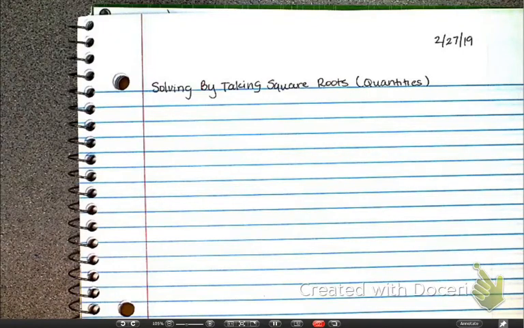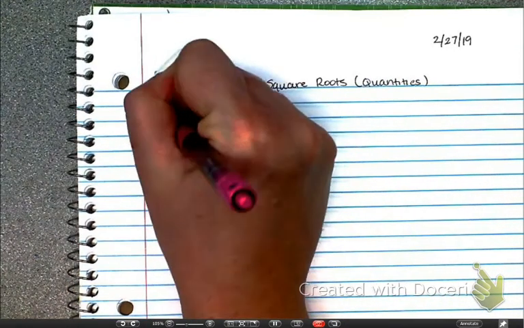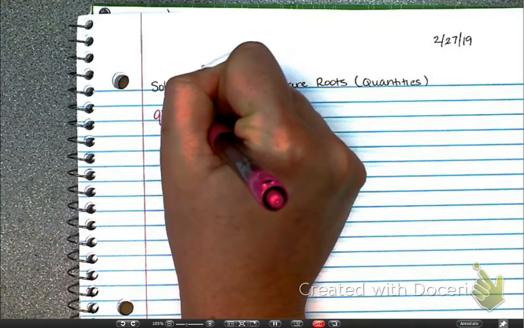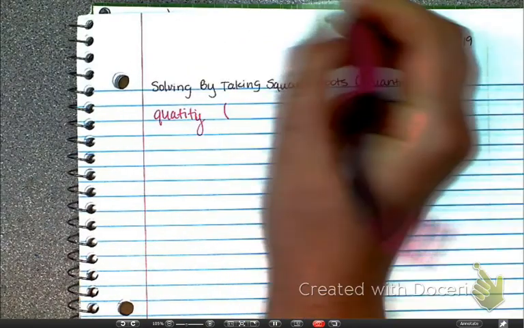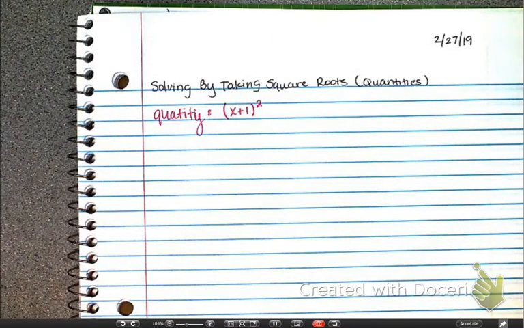We're adding one final step to taking square roots. This one is dealing with quantities. An example of a quantity is something like x plus 1 squared. It's that stuff inside parentheses. We've had problems like 2x squared plus 5 equals 3. Now we're going to have stuff in parentheses squared, and we'll have to solve.